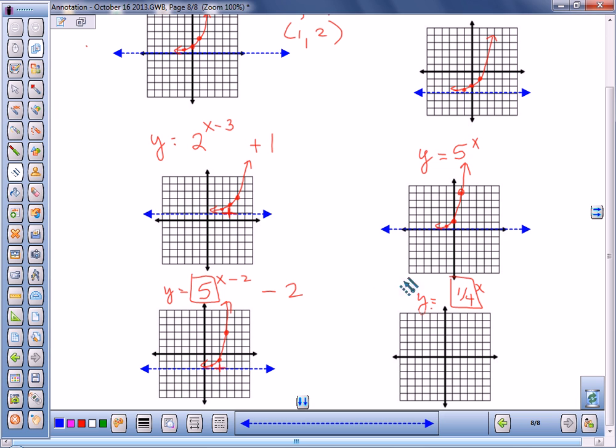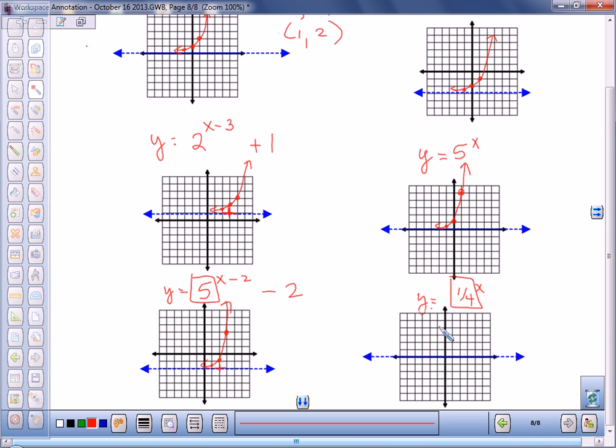Finally, I have my last function, and it looks a little different. It hasn't been shifted up or down any, so we still have the asymptote there. But I've got a fraction here. When I do 1/4 to the -1st, that gives me 4. And 1/4 to the 0 is 1. And 1/4 to the first is 1/4. So this one's curving the other way.